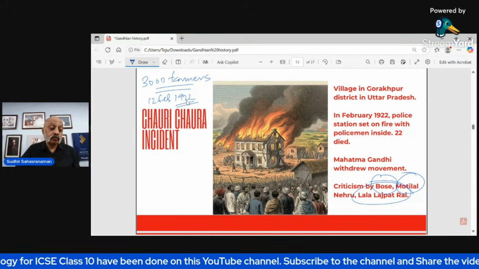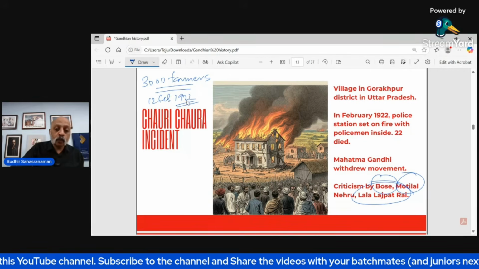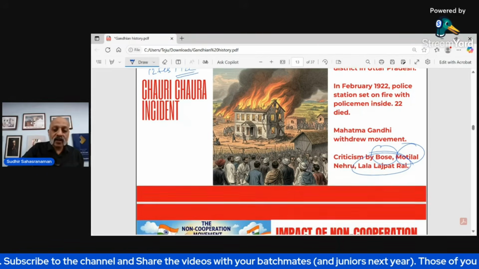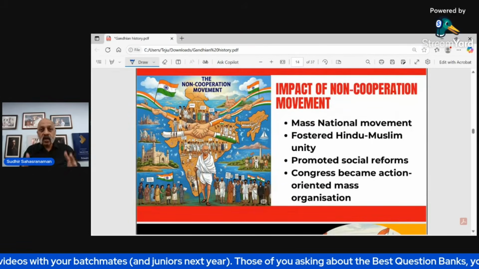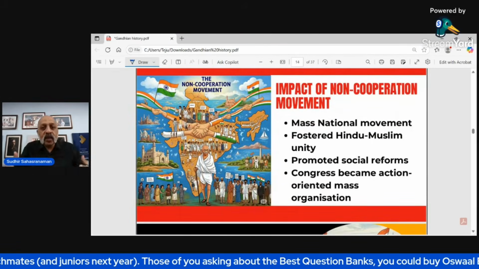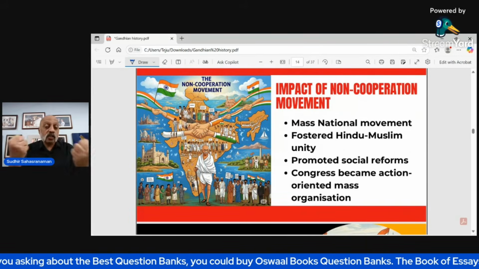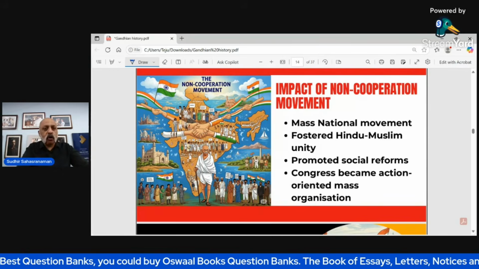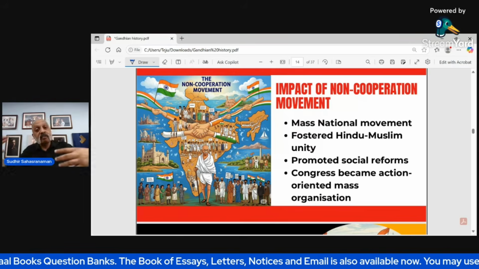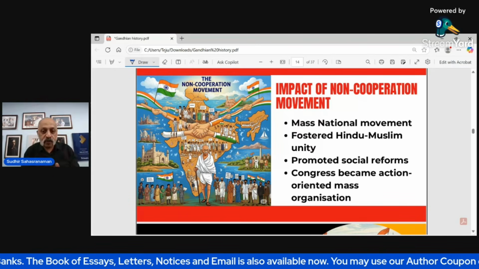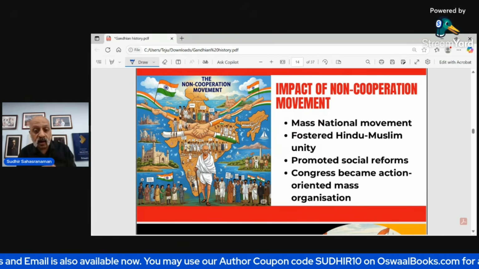But the non-cooperation movement definitely had its impact. Okay, it was not as though it did not have its impact. The first thing was that the Indian freedom struggle now became a mass movement, and that was a big success. It became a mass movement in which everybody was involved. As my illustration shows, there was unity within the country, irrespective of which region you came from. It fostered Hindu-Muslim unity because of joining hands with the Khilafat movement.